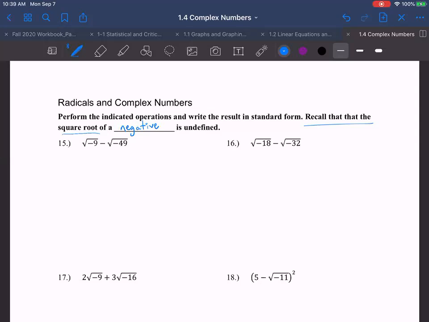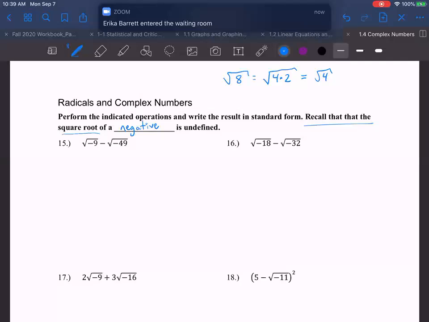So what I can do here is I have this square root of negative 9. What I'm going to do is make this just like if I had square root of 8, I could make this into square root of 4 times 2, which I could make into the square root of 4 times the square root of 2. And then I could take the square root of 4 and say, oh, that's 2 times the square root of 2. Like, I can do that.